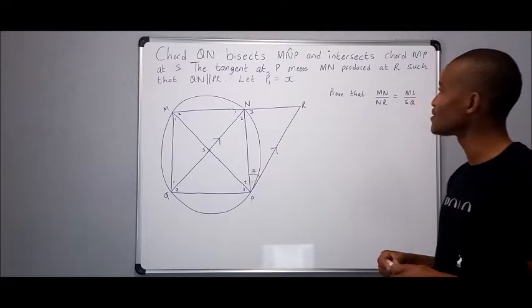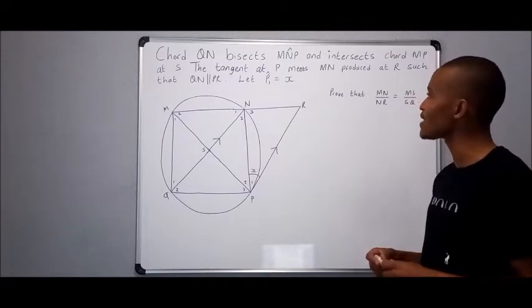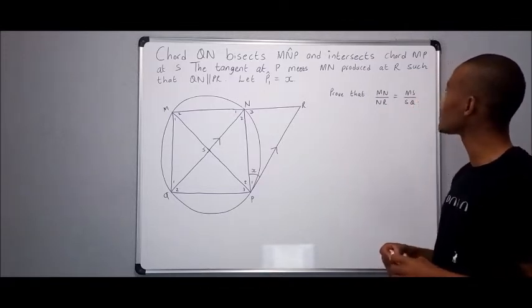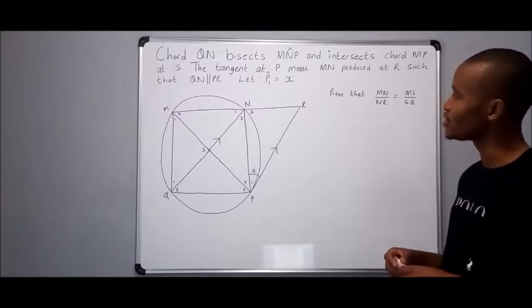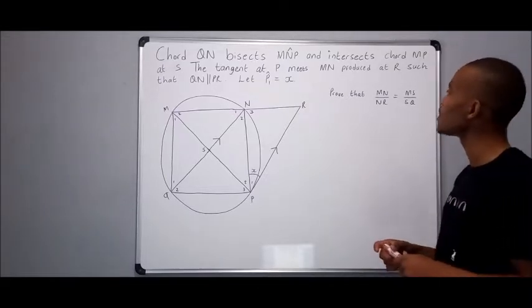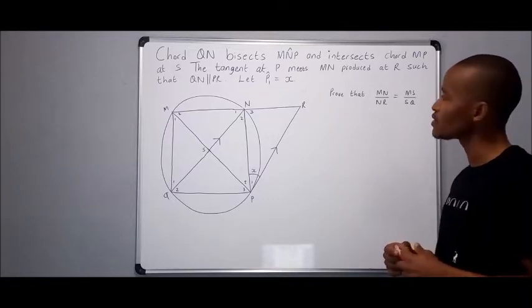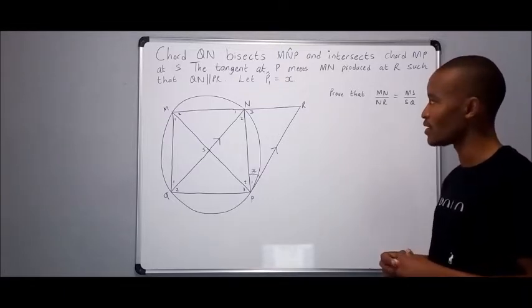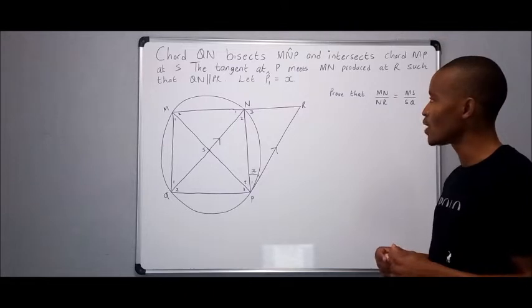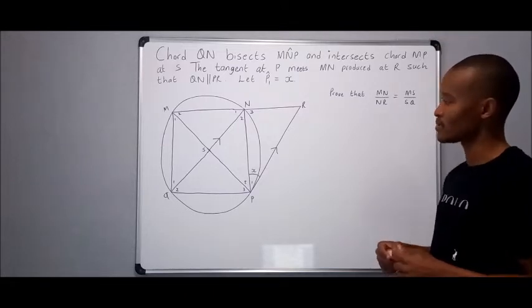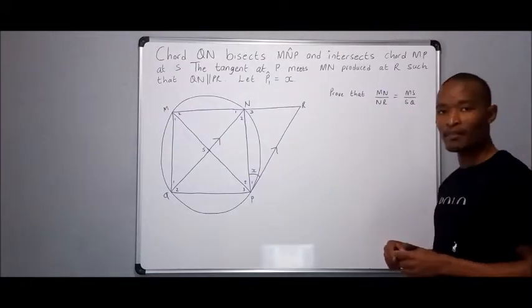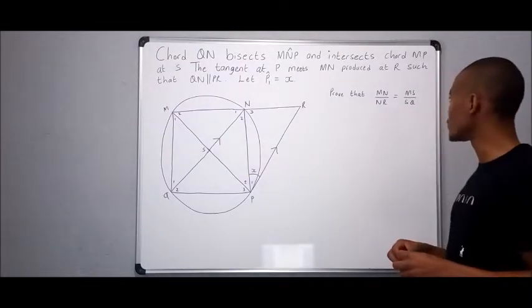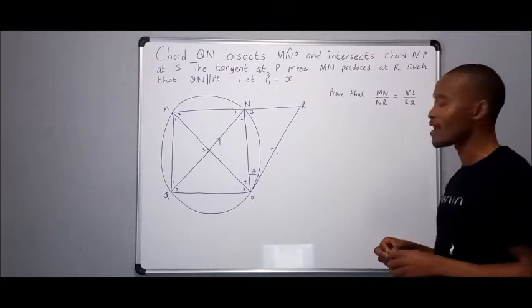So let's start. Chord QN bisects angle MNP and intersects chord MP at S. The tangent at P meets MN produced at R such that QN is parallel to PR. Let angle P1 equal X. So here's the diagram. What do we have to do? We must prove that MN over NR is equal to MS over SQ.